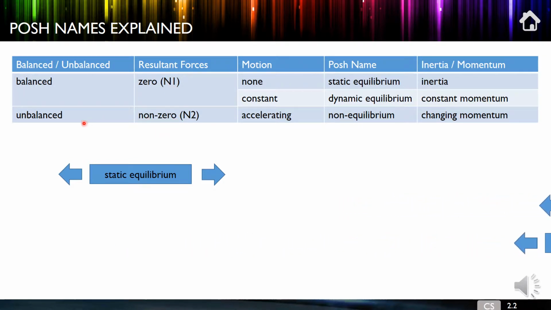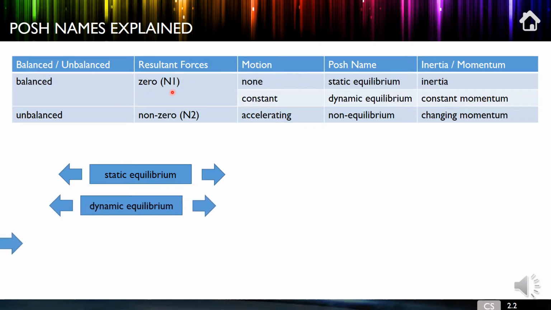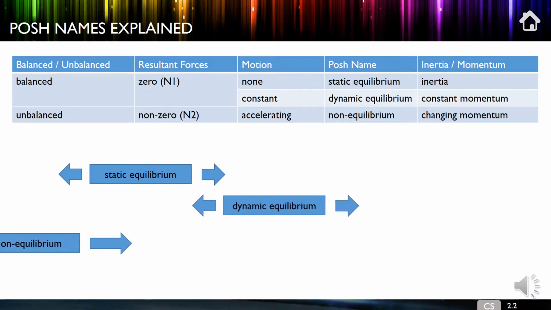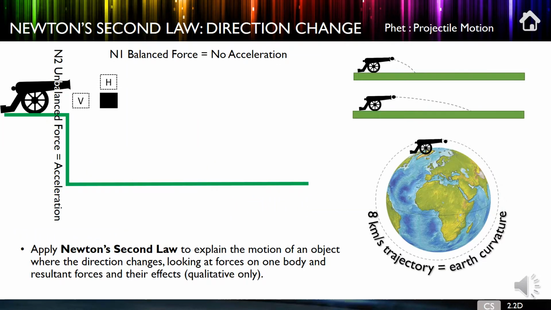Unbalanced, second law. So unbalanced means accelerating. First law means zero resultant force, so either there's no motion or the motion is constant. Here we've got a situation where we combine the first and the second laws: a cannonball being blasted out.